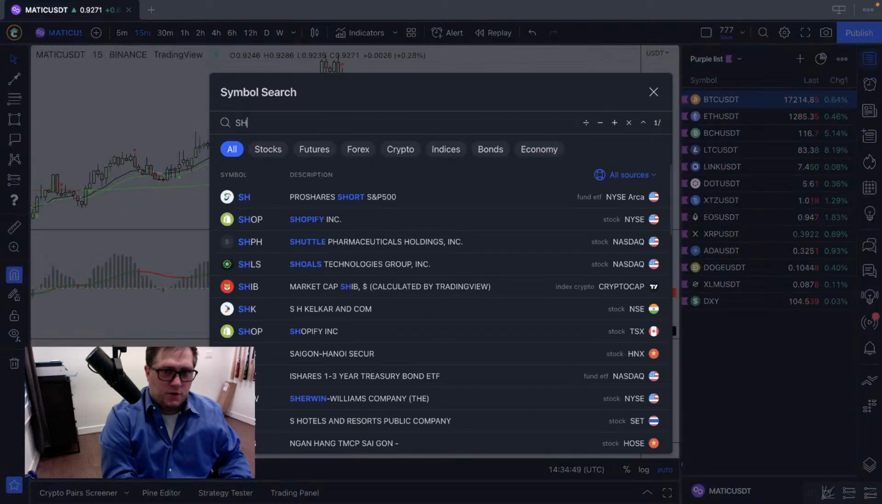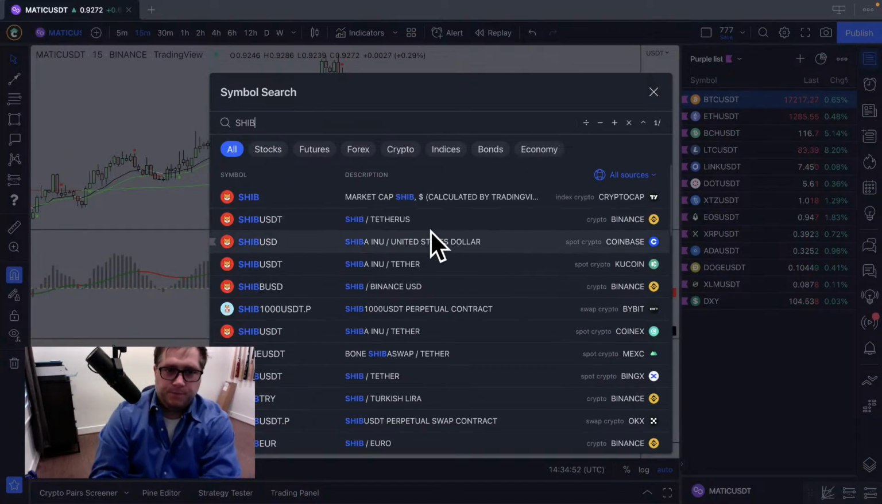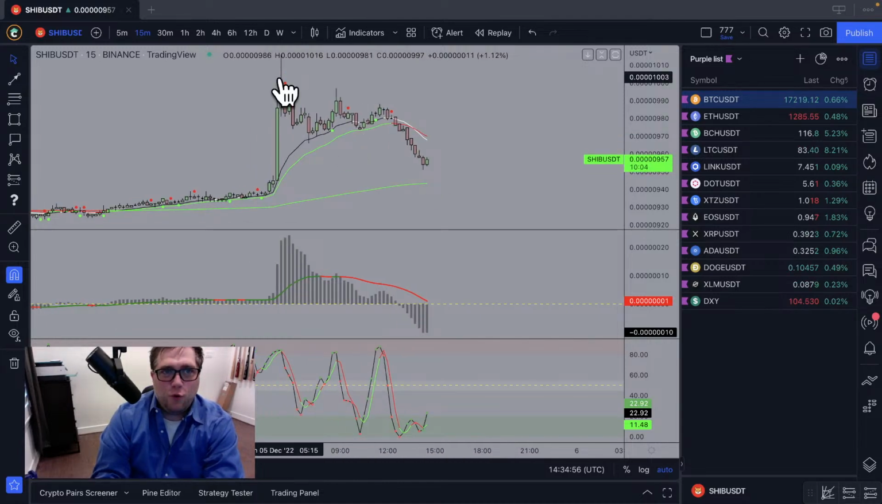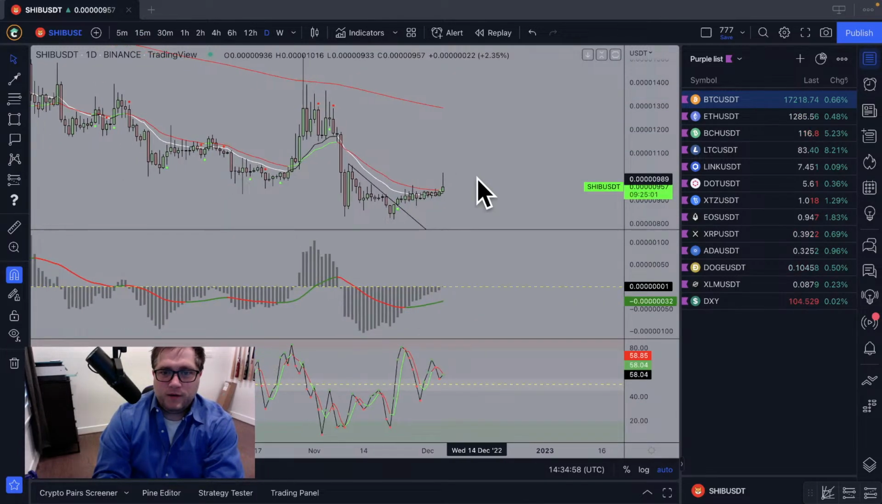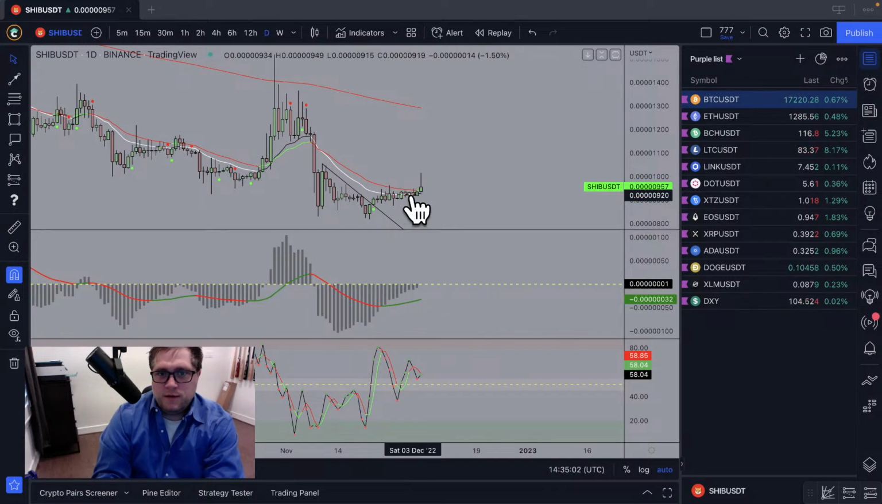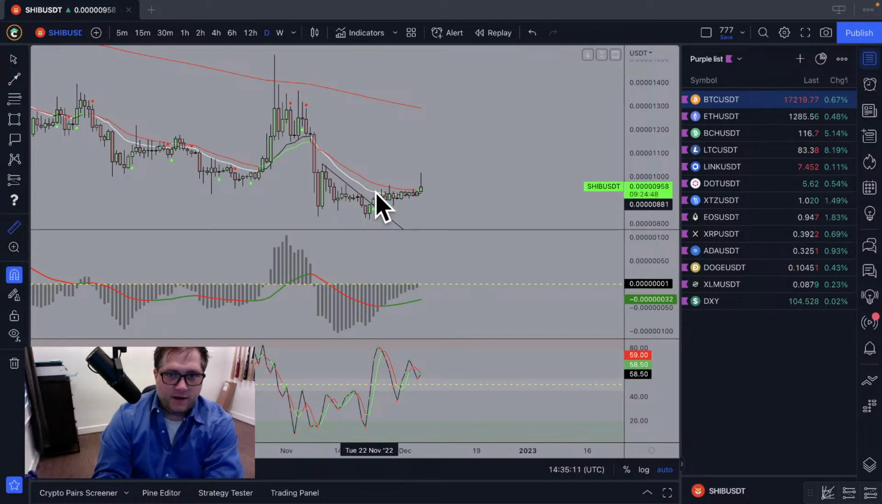Another coin is Shiba. Shiba is such a horrible coin to try to ride. You can see that on the day chart, we had a nice little pump all the way up here to 1015 Satoshi, and right now it's back down to 975. Let's see how much percentage that lost.